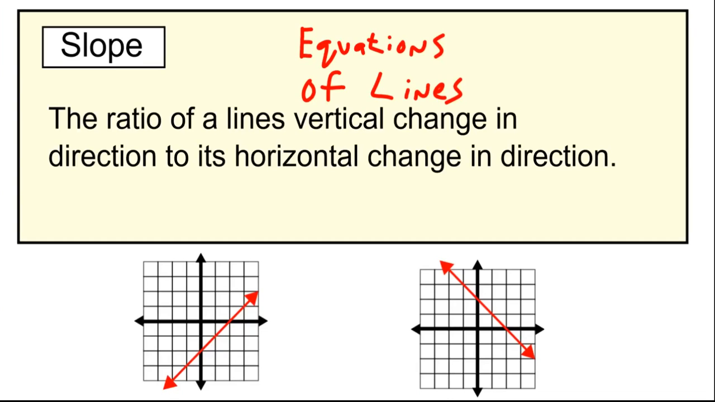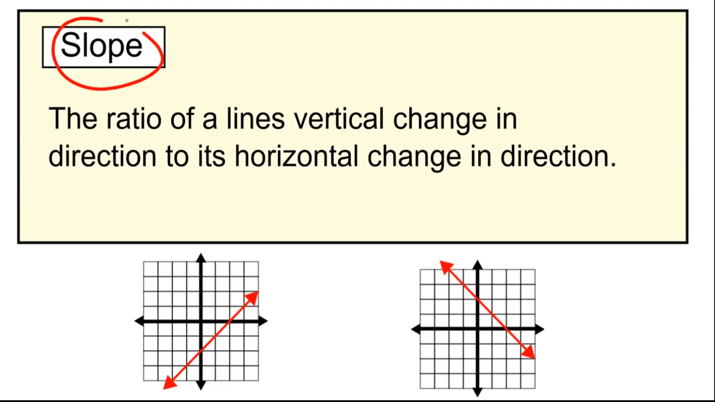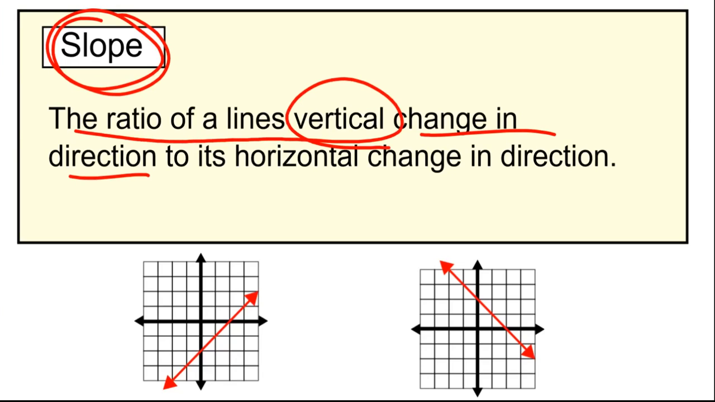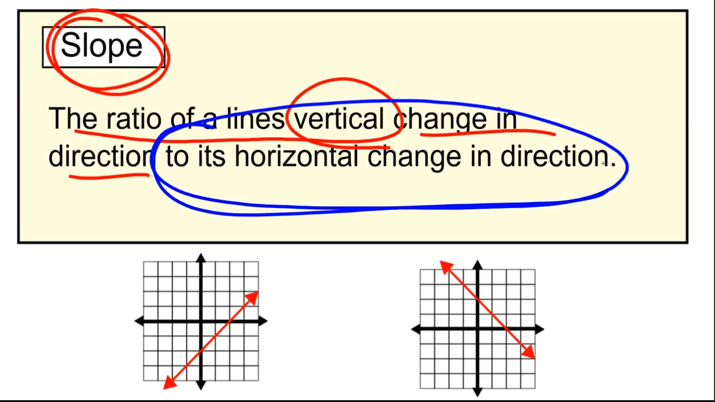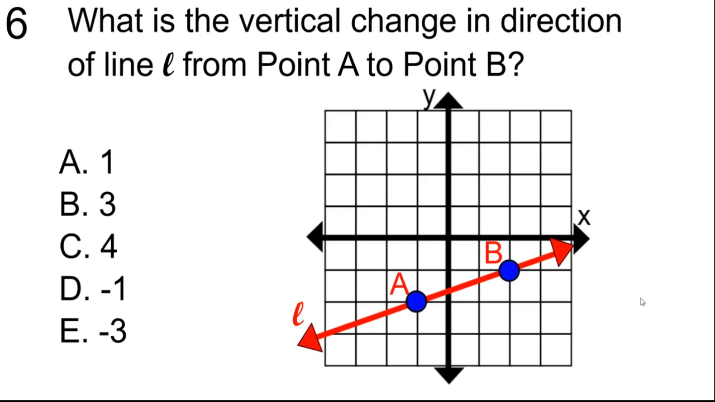Ultimately, we want to talk about equations of lines, but before we can do that, we have to continue our discussion on slope. The slope of a line is the ratio of a line's vertical change in direction to its horizontal change in direction. Number 6, what is the vertical change in direction of line L from point A to point B?